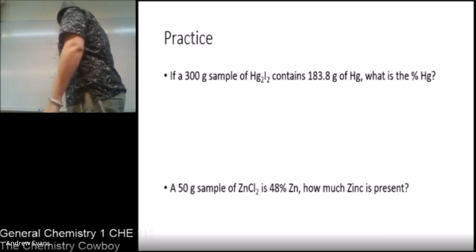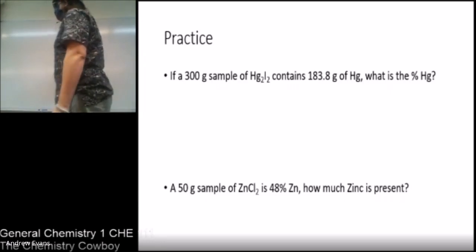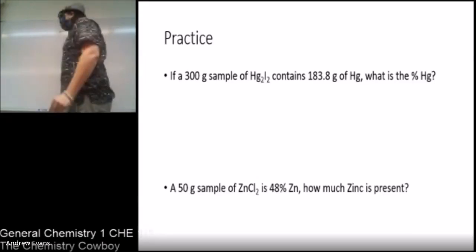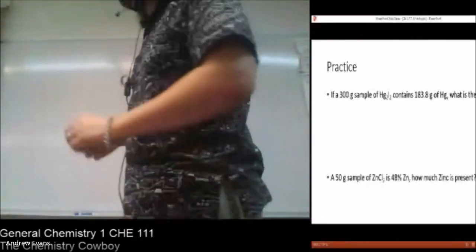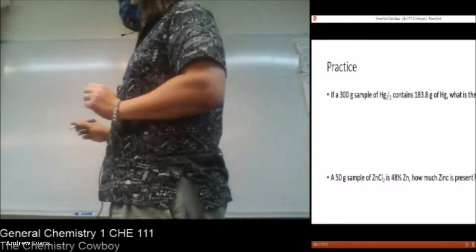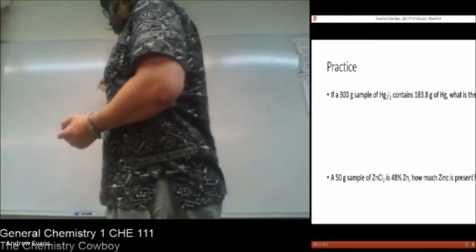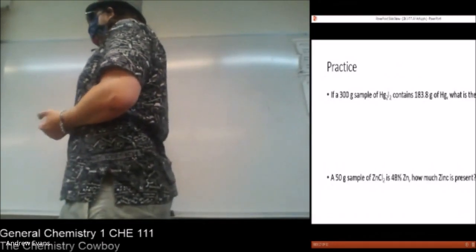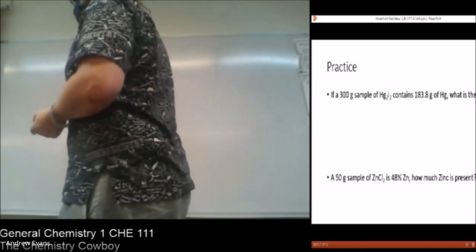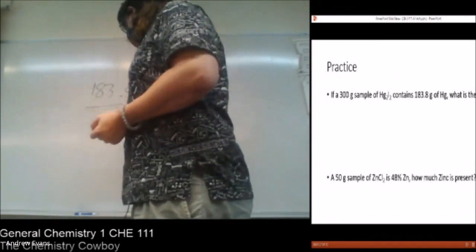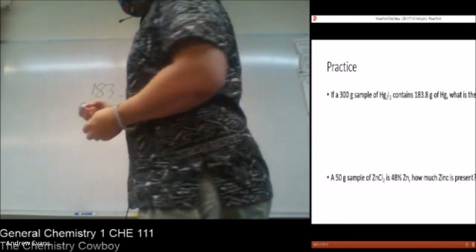In this top problem, 300 grams of mercury(I) iodide would have 183.8 grams of mercury. What is the percentage? In this particular problem, I've given you both values, so we don't have to actually calculate these. We don't need the molar mass in this particular case because I've given you the mass of a sample. So mercury is 183.8. We have 300 grams. We times by 100.